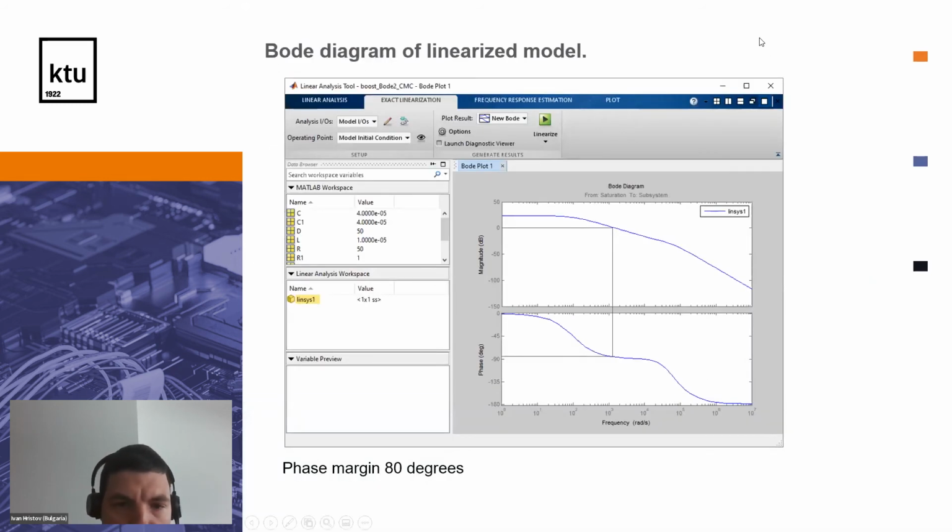This is the frequency response diagram. We can see a phase margin of 80 degrees for the system, which is pretty much above the minimum requirements.